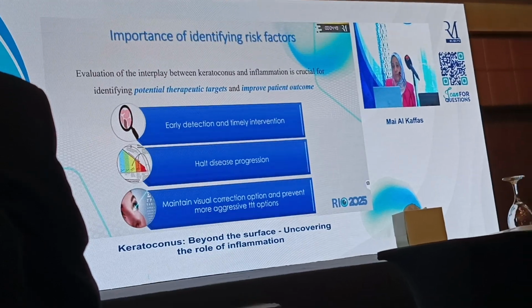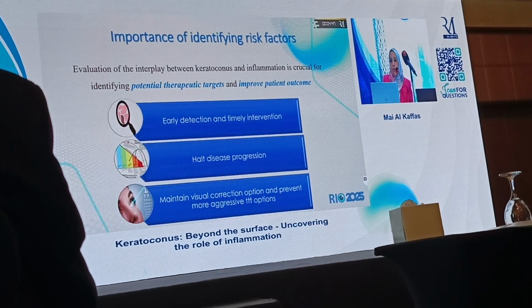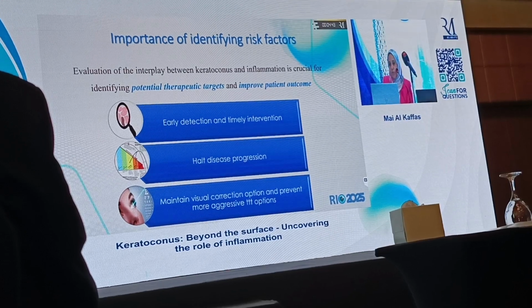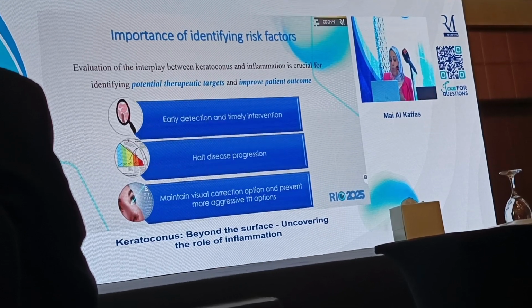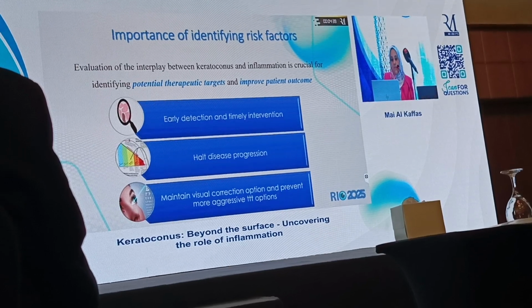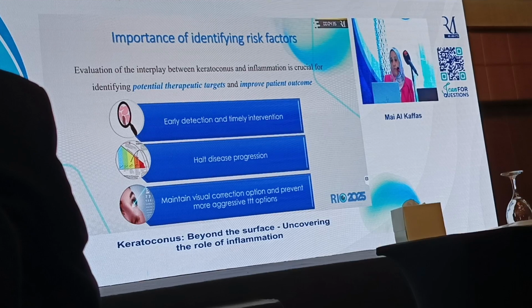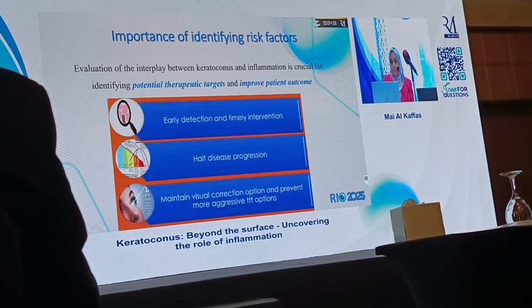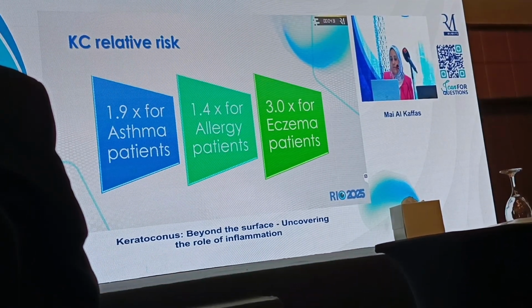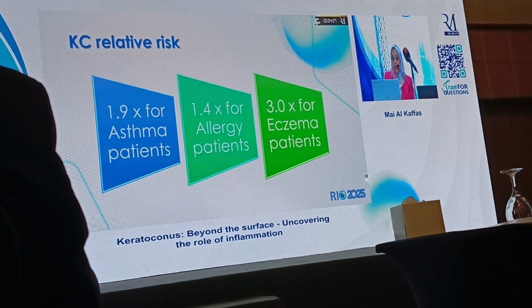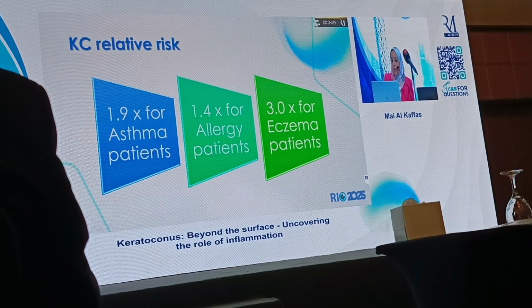Identifying the risk factors is very important, as is the interplay between keratoconus and inflammation, to identify potential therapeutic targets and improve patient outcome with early detection, halting disease progression, maintaining visual correction with contact lenses, and preventing more aggressive treatments. Relative risk increases 1.9 times for asthma patients, 1.4 times for allergic patients, and 3 times for eczema patients.